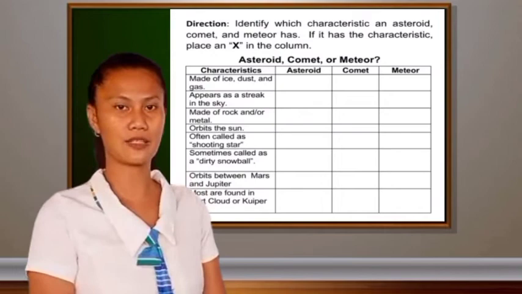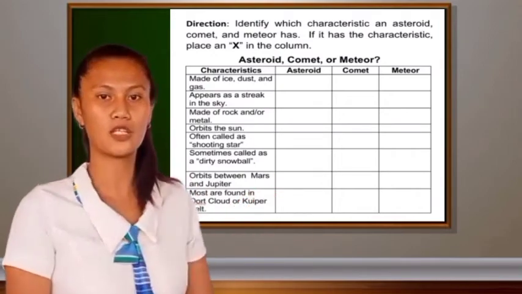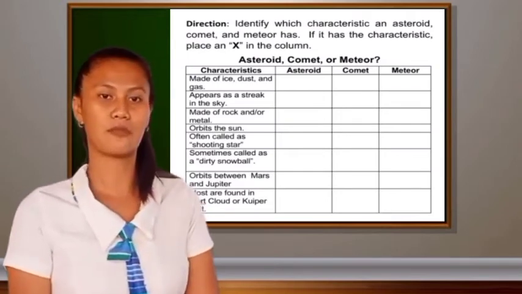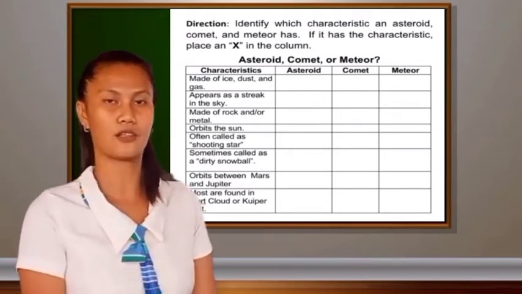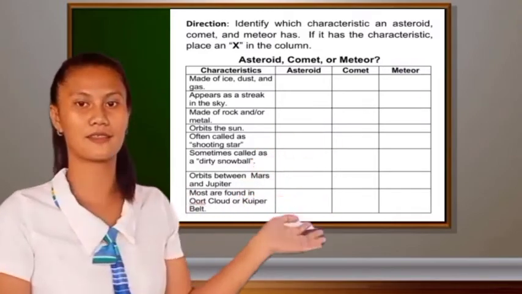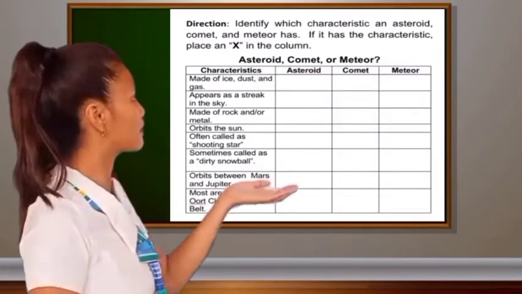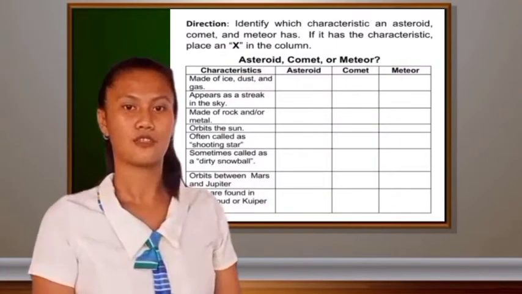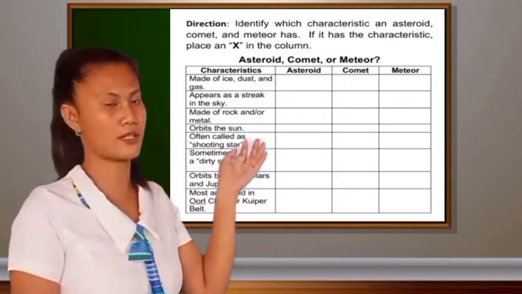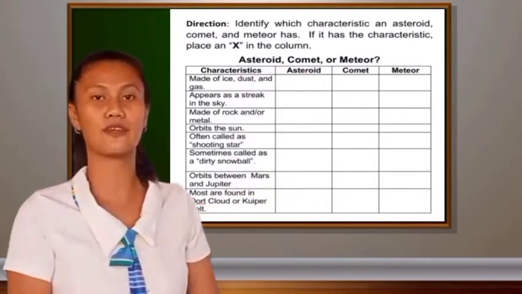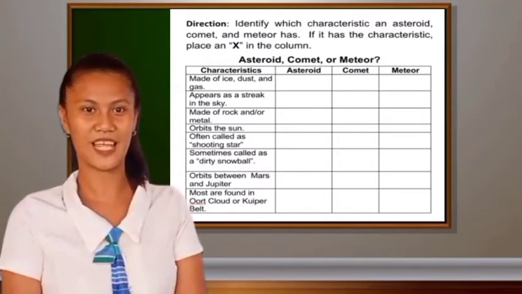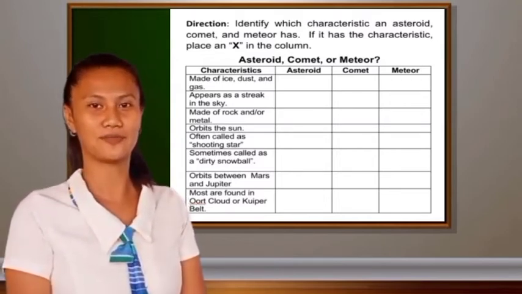I have here a table pasted on the board. What you're going to do is write and copy the format on the manila paper. Regarding the manila paper, I'm going to provide it to you later on. After that, you're going to identify which characteristics an asteroid, comet, and meteor have. If it has the characteristic, all you have to do is place an X in the column. I will give you 5 minutes to answer that one and you will check afterwards. Understood? Okay, good. So you may start now.